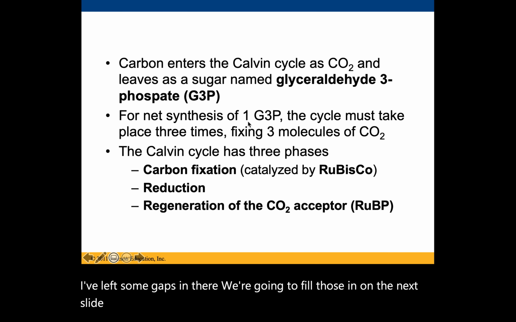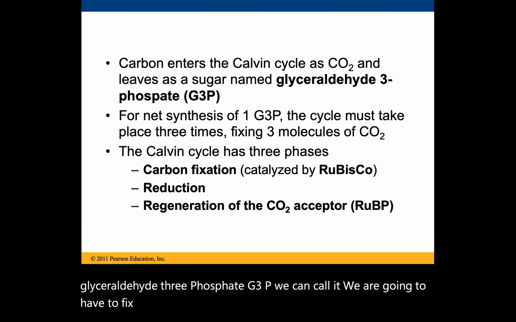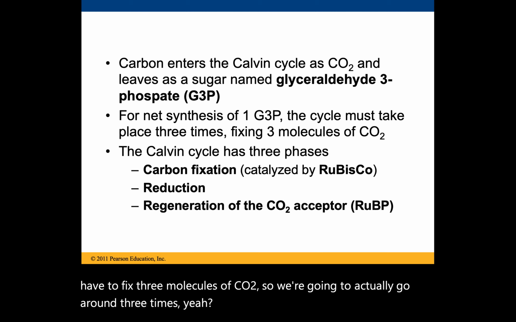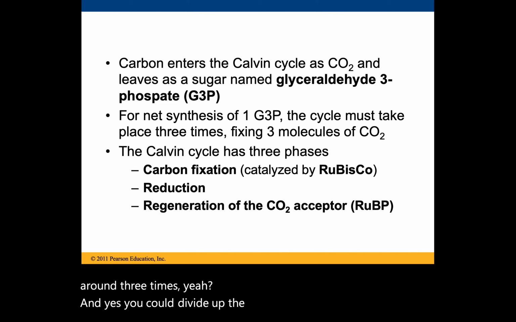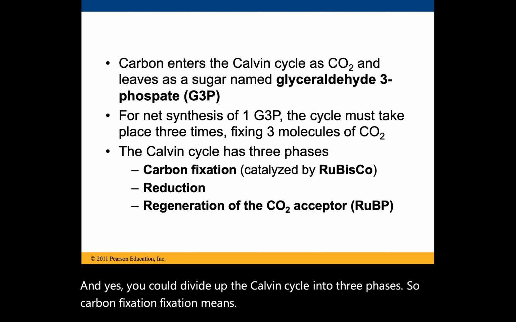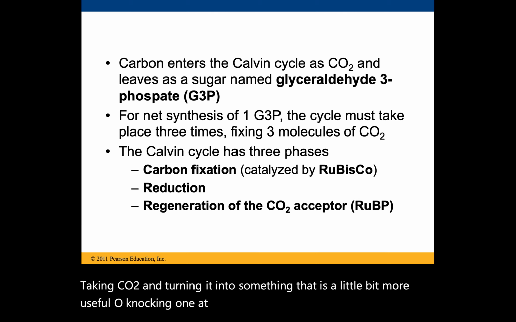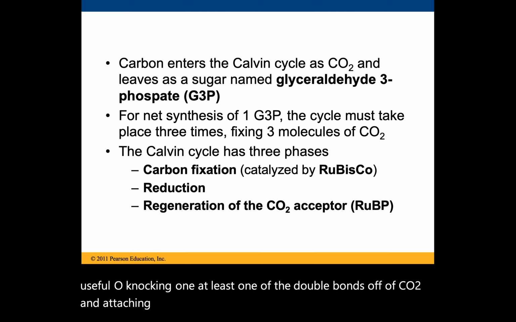So for the net synthesis, like overall, for one glyceraldehyde 3-phosphate, G3P we can call it, we are going to have to fix 3 molecules of CO2. So we're going to have to actually go around 3 times. And yes, you could divide up the Calvin cycle into 3 phases. So carbon fixation. Fixation means taking CO2 and turning it into something that is a little bit more useful. So knocking at least one of the double bonds off of CO2 and attaching it to something else. That's the idea of carbon fixation.